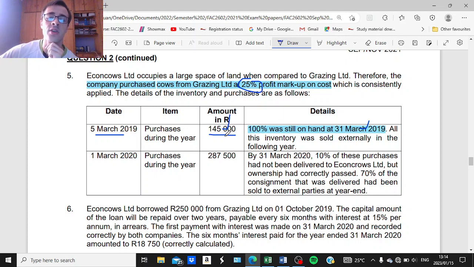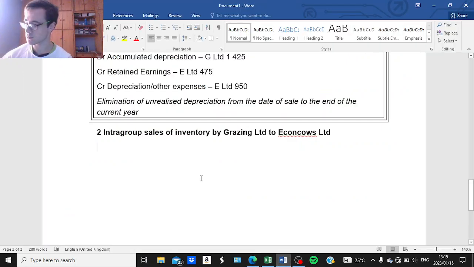So therefore, it was included in Econ Cows Limited's opening inventory, and we know that this amount includes unrealized profit because it was purchased from the parent. And then all this inventory was sold externally in the following year. So this means that there is not a portion of this inventory that is included in closing inventory for this year. Okay, let us address the opening inventory first. Okay, opening inventory.